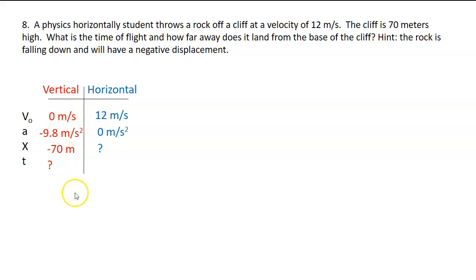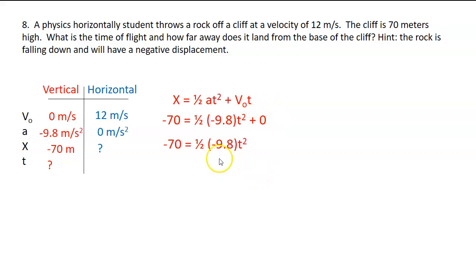So now that we have 3 pieces and we're looking for a fourth, we can do a kinematic. We use the kinematic that does not involve final velocity, because there's no final velocity in this list. So plug in what you know, and now you can see we're going to have to solve for time. This 0 drops out. So we do 0.5 times negative 9.8. Now we divide both sides by negative 4.9. Now we have 14.3 equals time squared. We need to take the square root of both sides. So the time is 3.8 seconds.